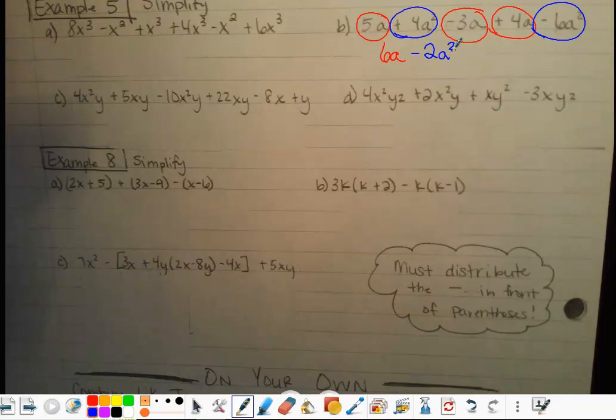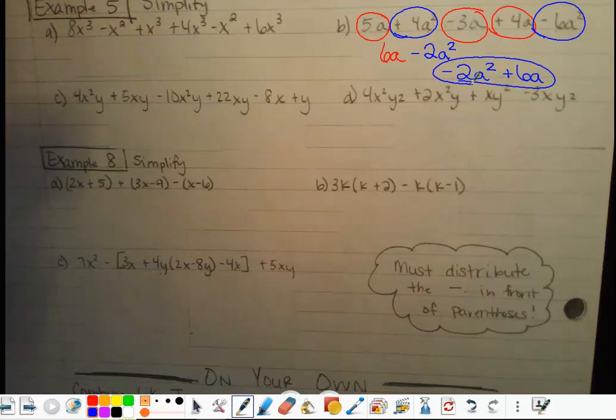So 4 plus negative 6 is going to give us negative 2a squared. Now, we just talked about writing them in descending order. So our final answer here actually needs to be negative 2a squared plus 6a. That would be the best answer we could give because our variables are written in descending order. Let's try the next one, C.